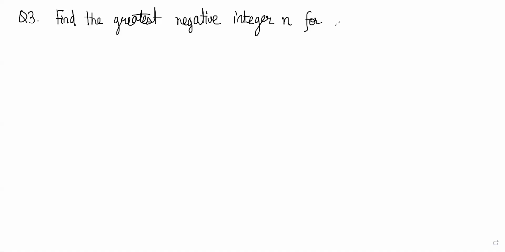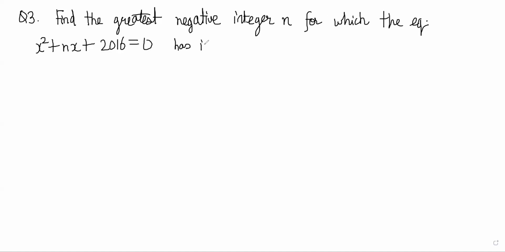Let's look at question number 3. Find the greatest negative integer n for which the equation x squared plus nx plus 2016 equals 0 has integer solutions.